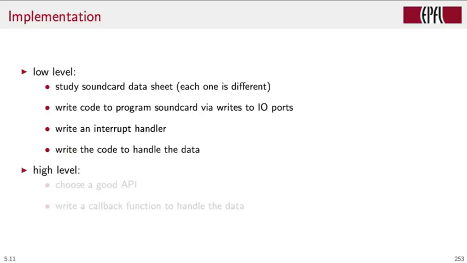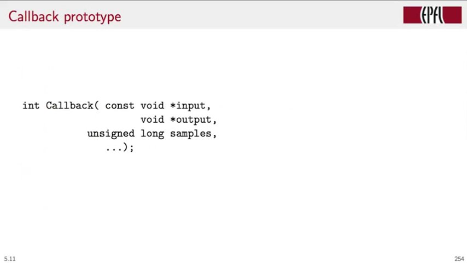The high-level strategy is to choose a good API that allows us to attack the functionality of the sound card without worrying about the details of the implementation, and just write a callback function that handles the data when we are notified that a new buffer is available. Let's look at an example of a typical callback prototype.